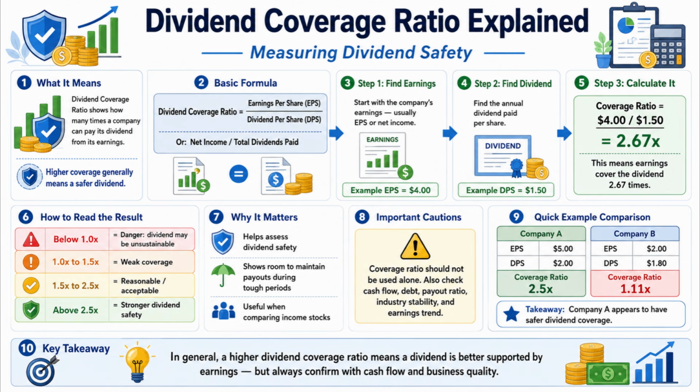Now, we calculate the ratio. We divide $4 by $1.50, which gives us 2.67 times. This means the company's earnings cover its dividend about 2.67 times.